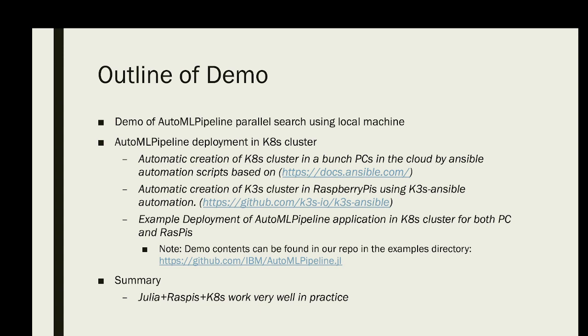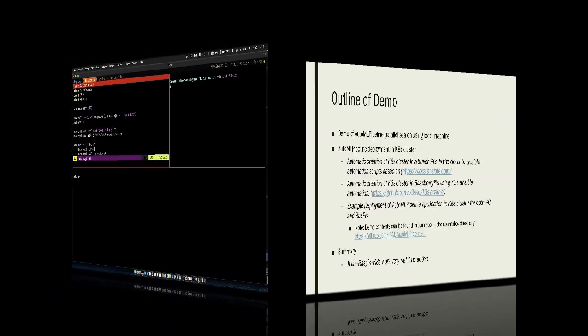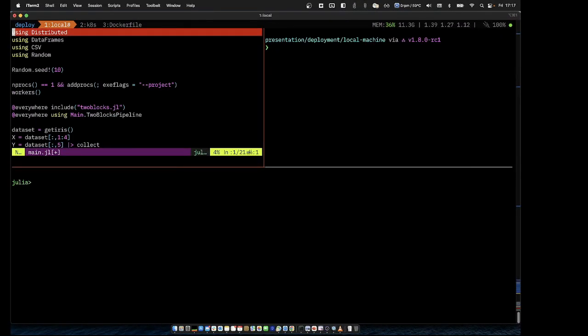In summary, Julia and RasPi and K8s work very well in practice, and the succeeding demos will try to convince you. Let's have a short demonstration of what the application looks like if run in a local machine.